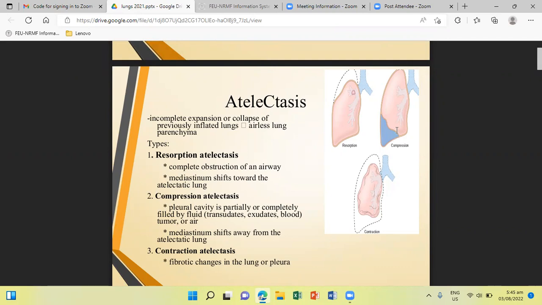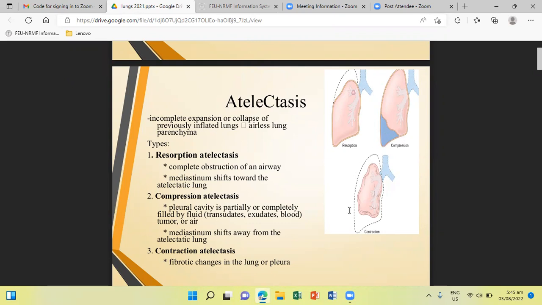The other one is what we call compression. When you say compression, it is resulting from a significant volume of fluid that occupies the pleural space. It may be in the form of a transudate, an exudate, or blood. It may also be in the form of air, for example, in patients with pneumothorax. As fluid or air accumulates, it then compresses the lung parenchyma and causes atelectasis.